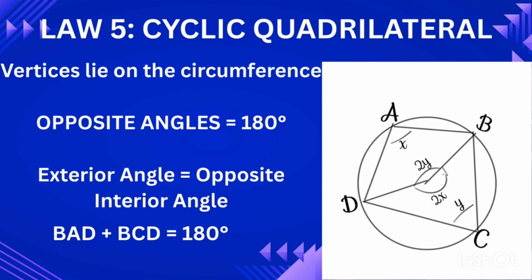Law number 5 states that a cyclic quadrilateral is a 4-sided shape whose corners all touch the circle. There are two important laws in this cyclic quadrilateral, a four-sided shape that fits into a circle. So law A, opposite angles add up to 180. So angle A plus angle C will give me 180. Angle B plus angle D will give me 180. Then law B states that the exterior angle is equal to the opposite interior angle. These come out every year. Please remember it. Very important to note.